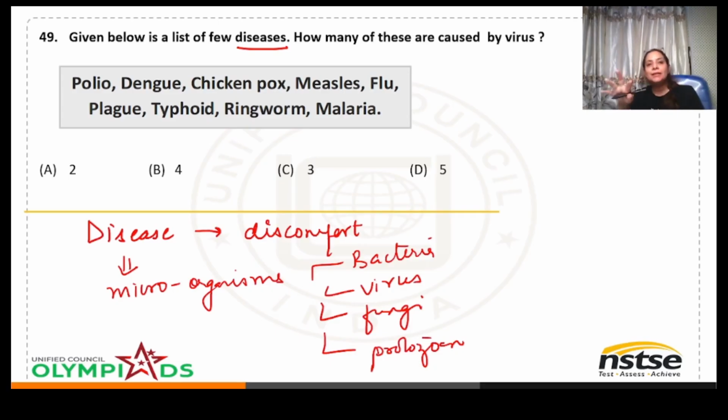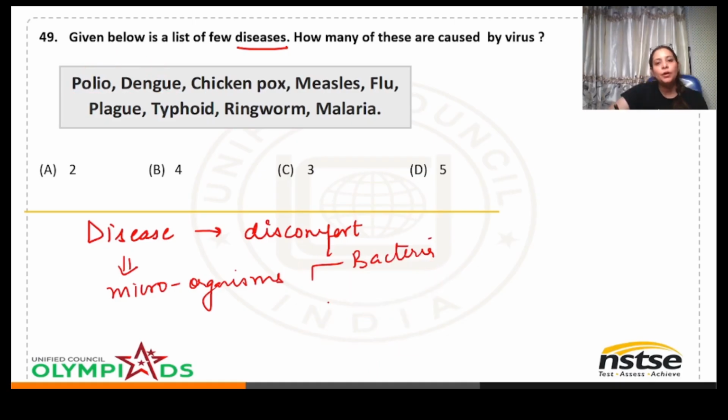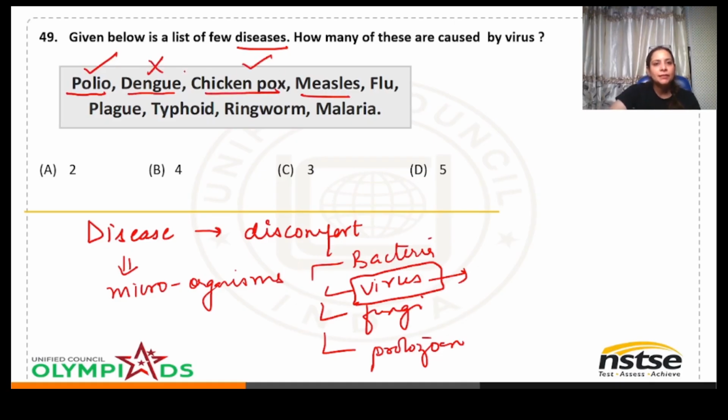Now here we have a few diseases already given. We need to identify those diseases which are caused by virus. I hope you all know about virus. Virus is the only microorganism which is dead but becomes living as it gets a host cell. So the diseases caused by virus: polio, yes, it is caused by virus. Chickenpox is caused by virus. Measles, dengue is also caused by virus. Measles caused by virus. Flu caused by virus.